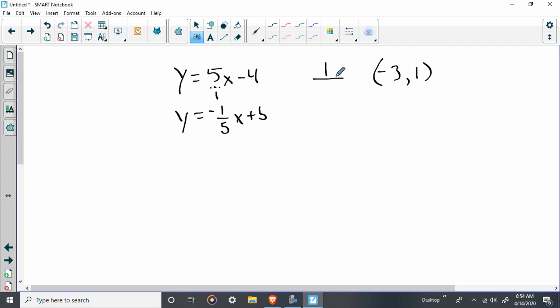Now what we need to do, we need to plug in negative 3 for x, and 1 for y. All right. Negative 1/5 times negative 3 is going to be 3/5.